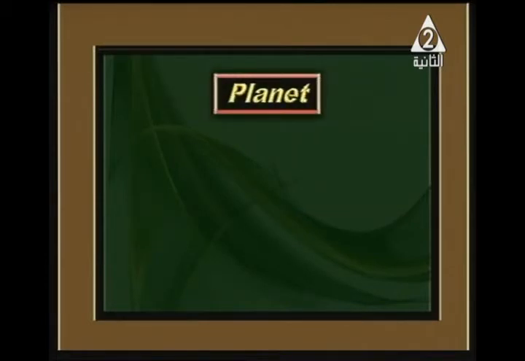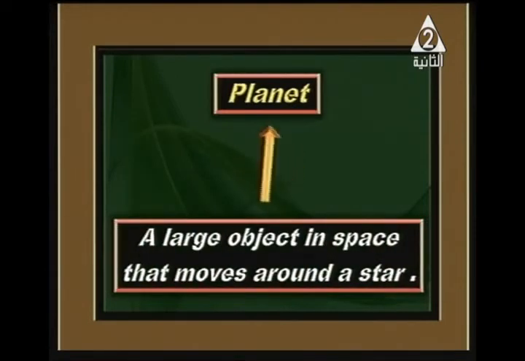Planet. What do you mean by planet? It's a large object in space that moves around the star. Again, planet, it means what? We live on the planet Earth. So it's a large object in space that moves around the star, going around the stars and so on.